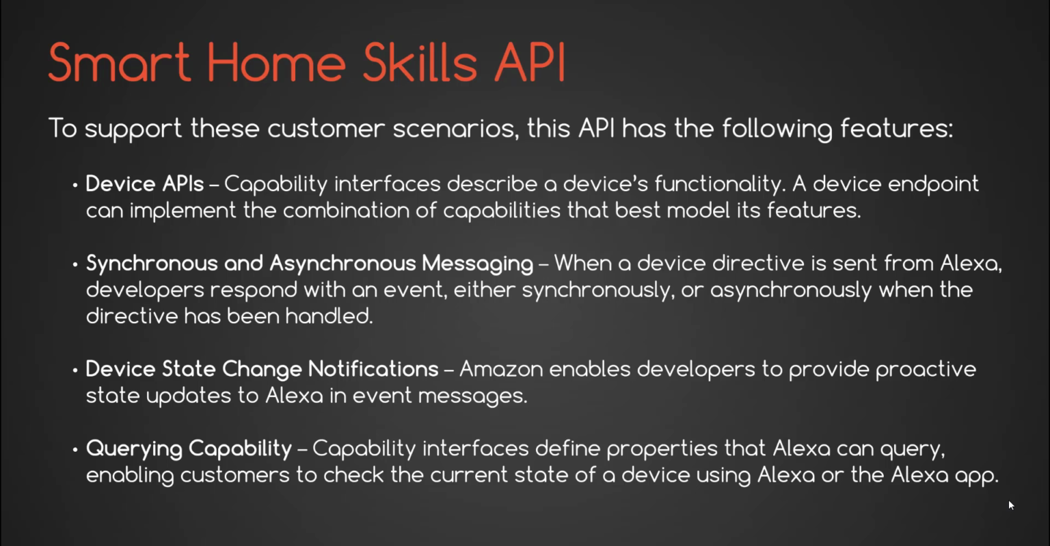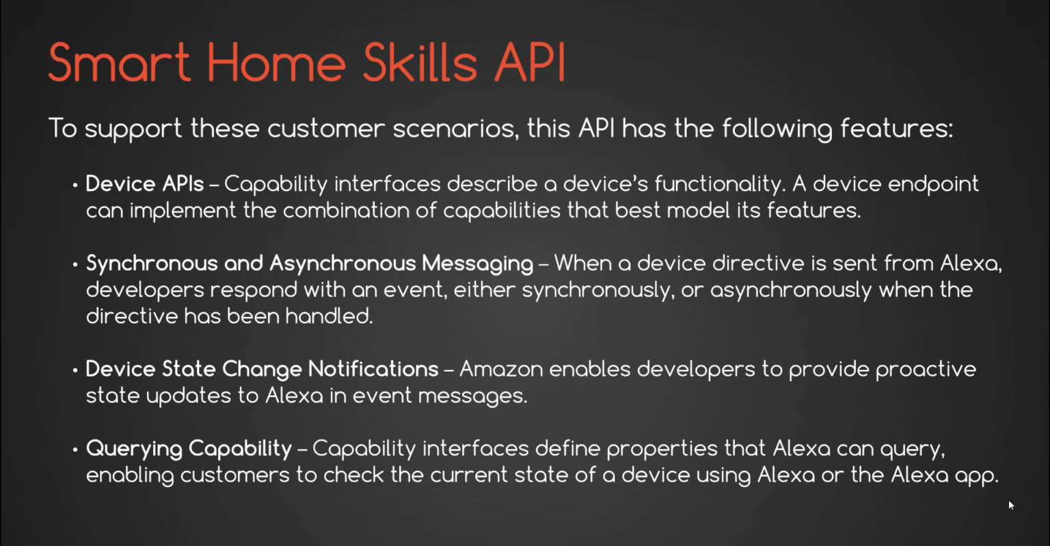It can be exchanged asynchronously or synchronously. Essentially what that means is that a message will wait for a response, or it will, as they say, fire and forget, which basically means it sends a message, totally forgets it, and continues working through whatever process it's going through. Device state change notification is essentially a way to provide proactive state updates to Alexa when an event message has occurred.